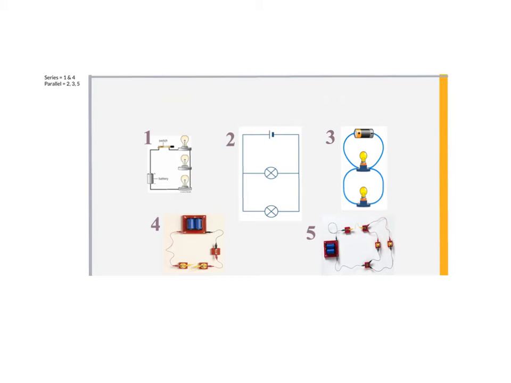All right, so here we have 5 different circuits. Take a moment to identify which ones are series and which ones are parallel. You can pause the video if you need to. All right, and now we can check out the answers. Numbers 1 and 4 are series circuits, and 2, 3, and 5 are parallel because they have more than one path.